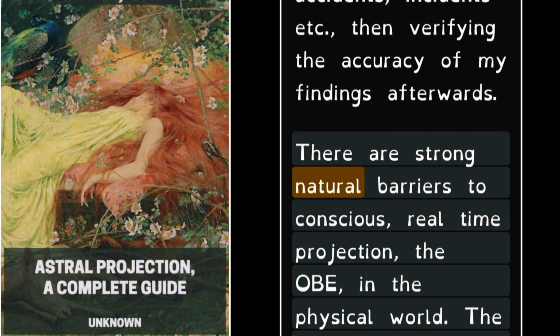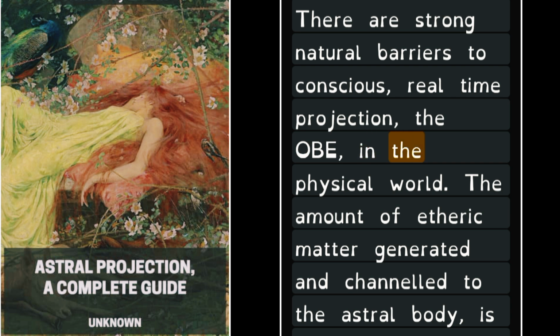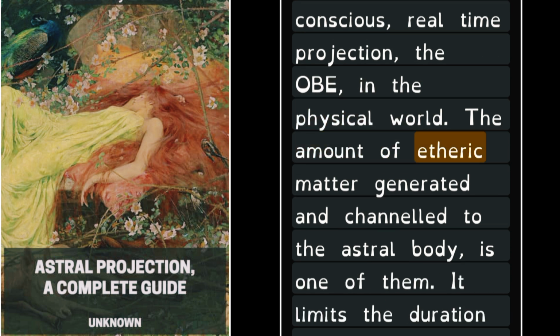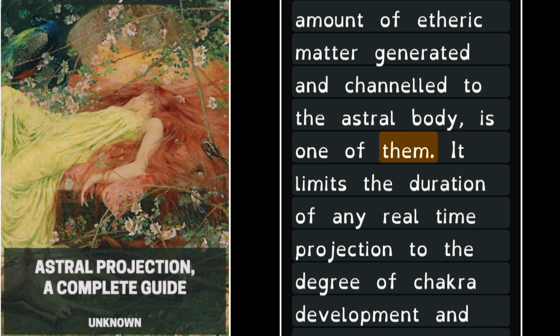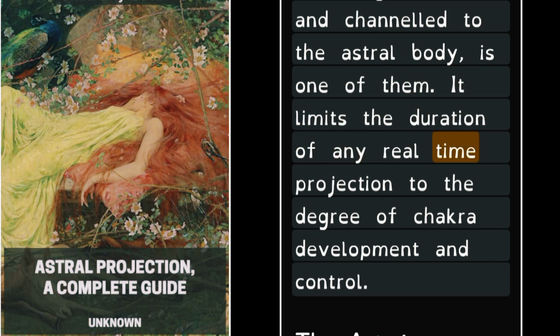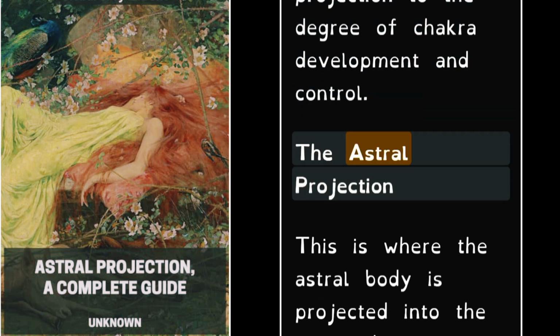There are strong natural barriers to conscious real-time projection, the OBE in the physical world. The amount of etheric matter generated and channeled to the astral body is one of them. It limits the duration of any real-time projection to the degree of chakra development and control.